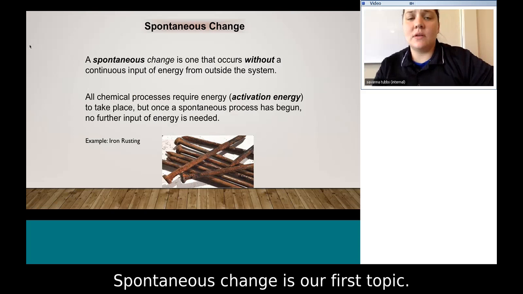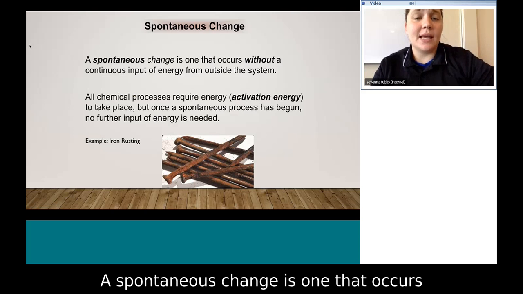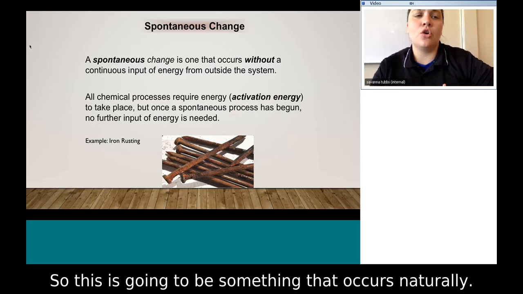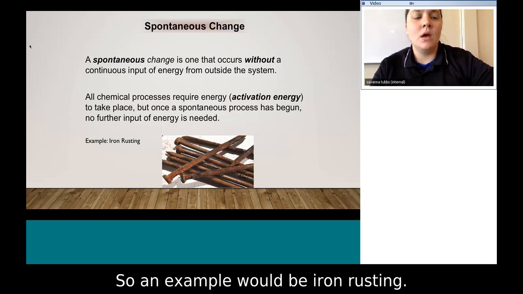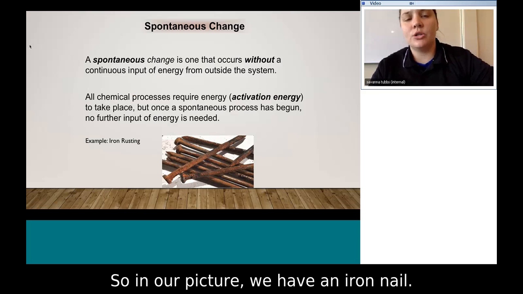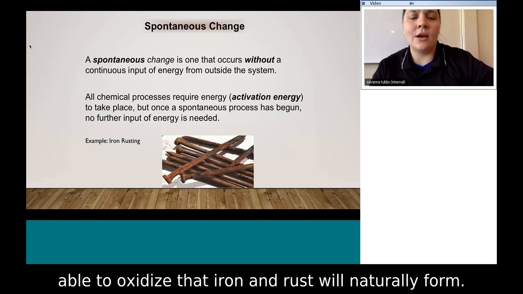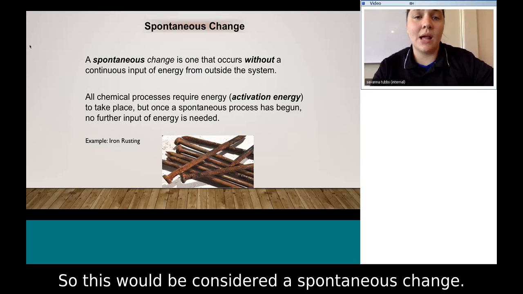Spontaneous change is our first topic. A spontaneous change is one that occurs without a continuous input of energy from the system. So this is going to be something that occurs naturally. An example would be iron rusting. In our picture, we have an iron nail. By simply putting it outside, we're able to oxidize that iron and rust will naturally form. So this would be considered a spontaneous change.